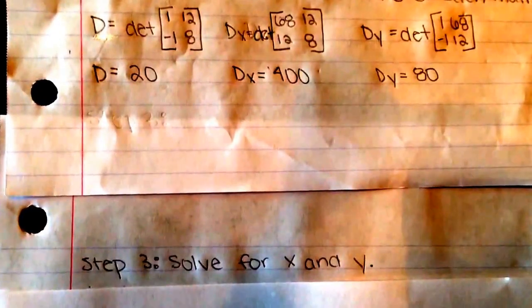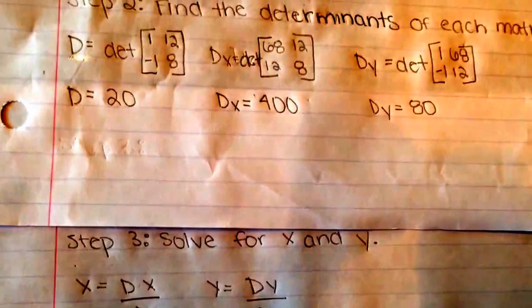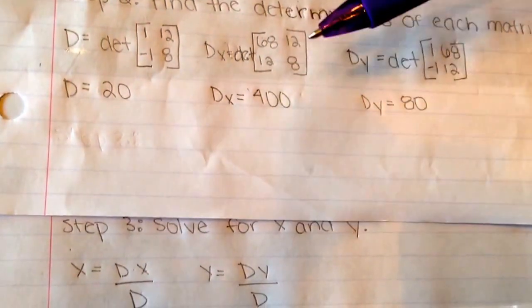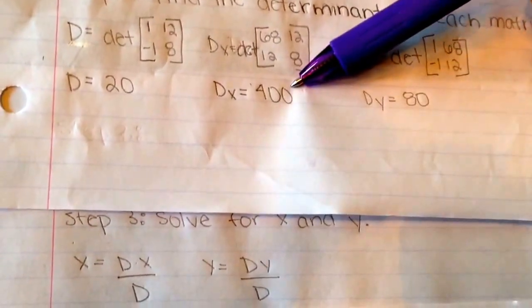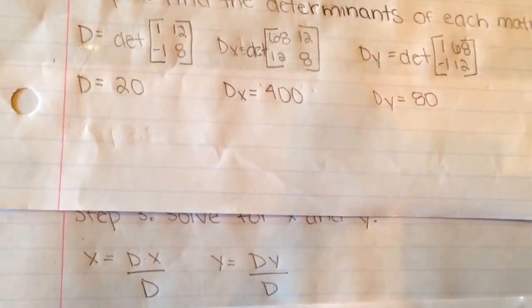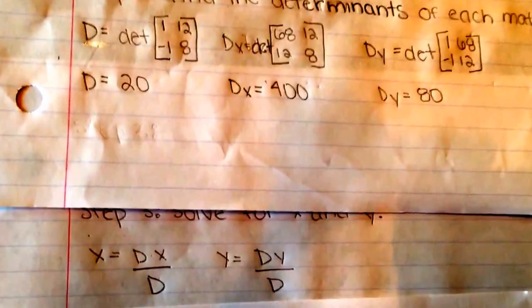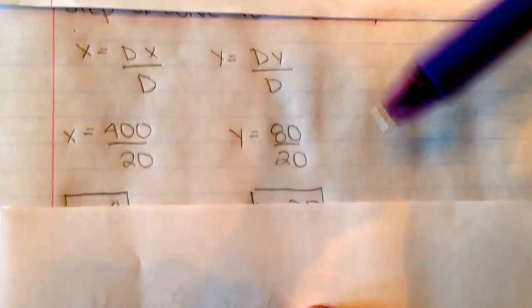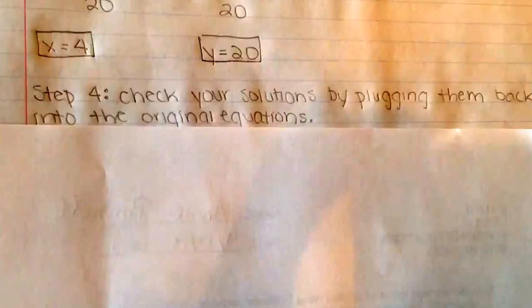Step 3 is to solve for x and y. So when we solve for x, we're going to take our matrix where we replaced the first row, take the determinant of that, which is 400, and put it over this, which is 20. And then for y, we're going to take our 80 and put it over 20. And so then we'll get x = 20 and y = 4. Step 4, you're going to check your solutions by plugging them back into the original equations. And when we did that, it works.